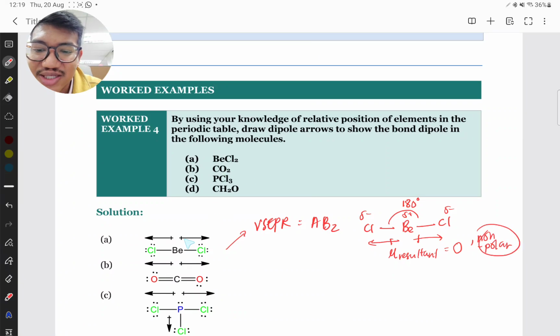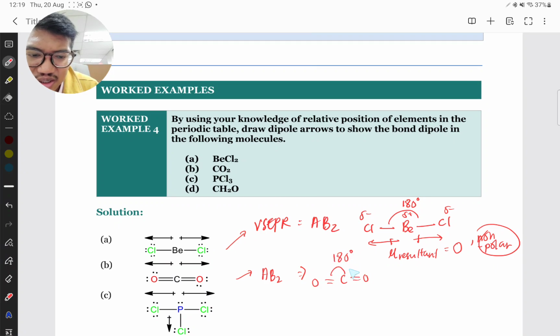Okay, tapi this one dia tak minta lah. Dalam soalan ni kita nak lukis sahaja dia punya arrow. But like I said, kita kena buat dia punya VSEPR dulu. And when we do CO2, VSEPR dia is AB2, and this is C double bond O, also 180 degrees. So this would be the arrow like that.